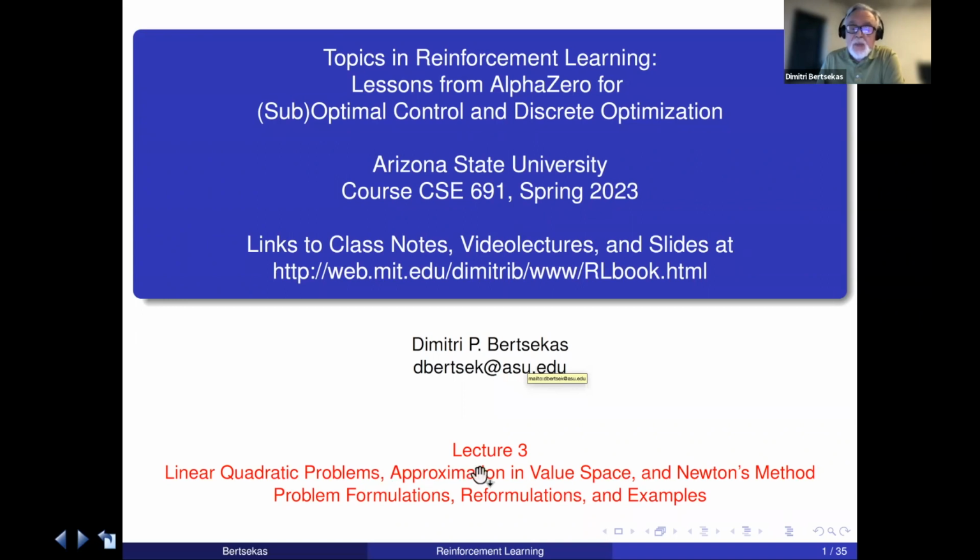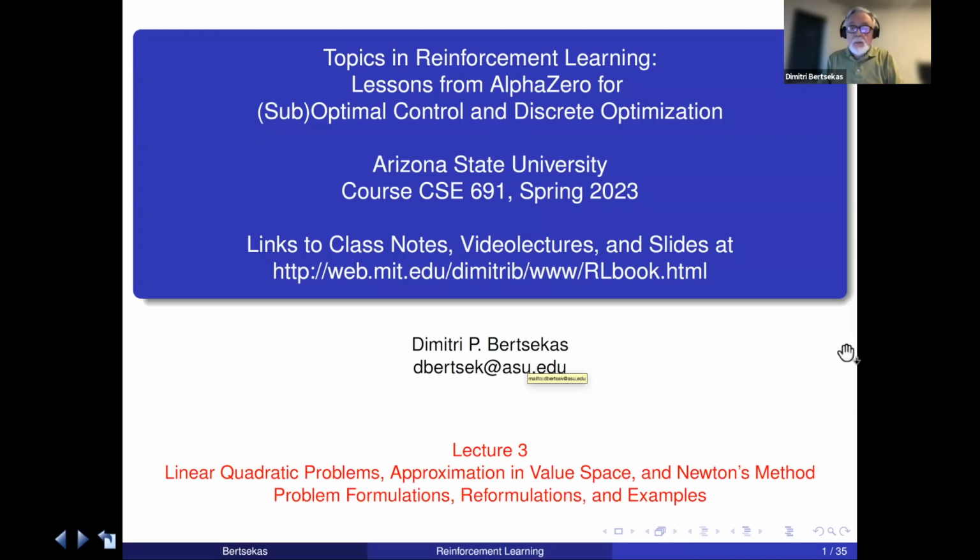And then we're going to discuss approximation in value space in the context of these problems, and how Newton's method can be used to visualize the relationship between online training and online play. Then in the second half of the lecture, we're going to discuss issues of how you formulate problems, practical problems as dynamic programming problems, how you reformulate them to fit the canonical format, and we're going to give some examples of reformulation.